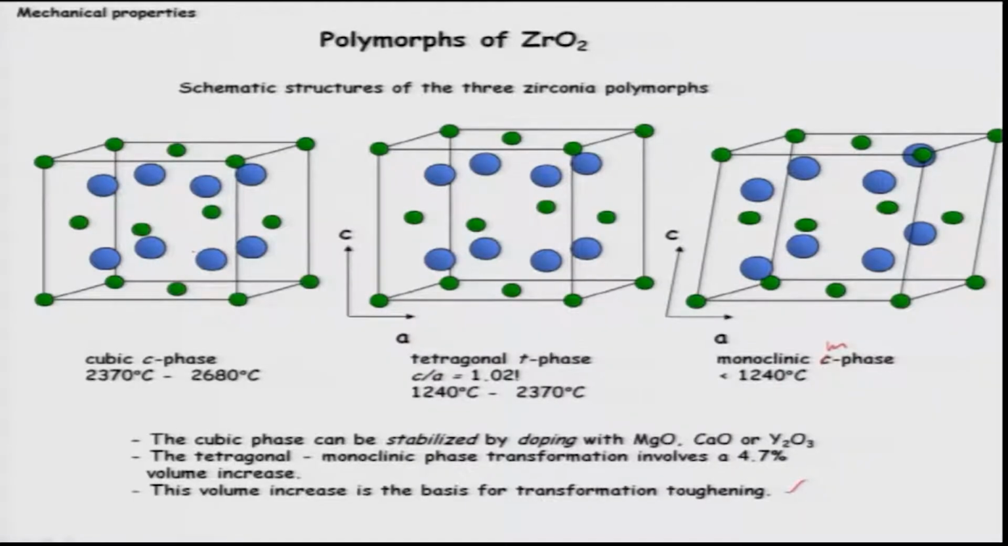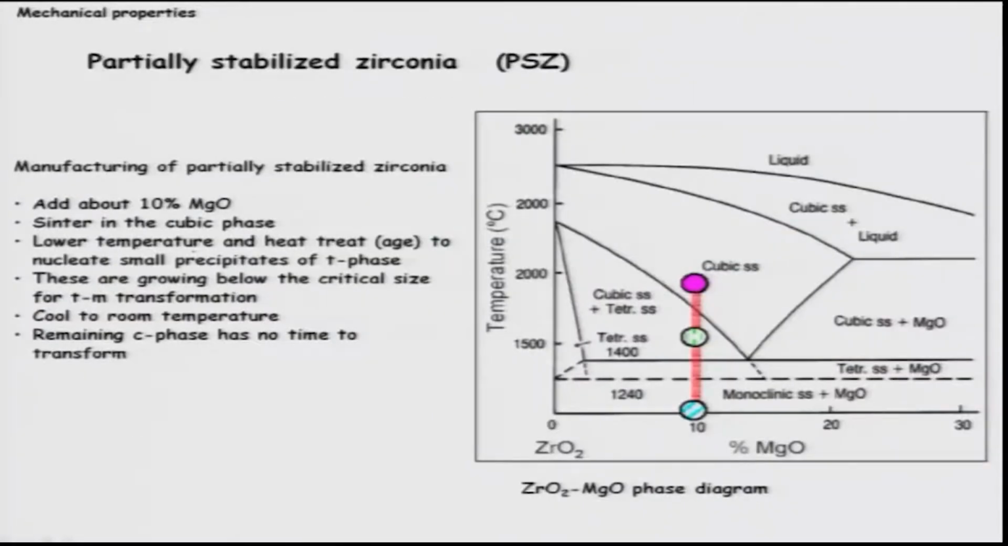Now, as I showed you in the next phase diagram, which I am going to show you, it is possible to stabilize the cubic phase at lower temperatures by adding a second phase, either magnesium oxide or yttrium oxide. You need to add more in magnesium oxide, less in yttrium oxide, but the effect is the same. So, the zirconium oxide, magnesium oxide phase diagram tells you that the cubic phase can be stabilized at lower temperatures.